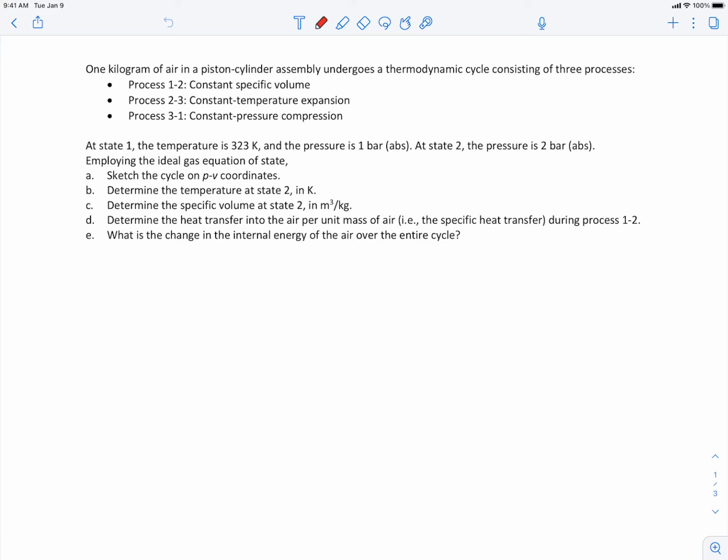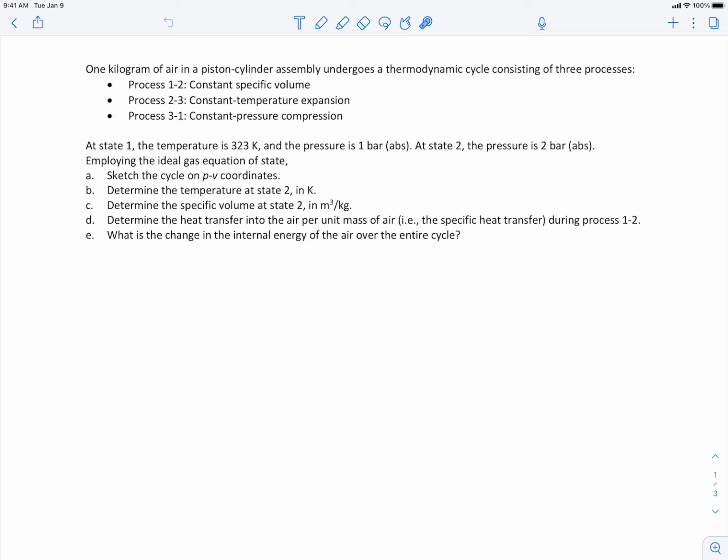Here we're told we have 1 kilogram of air in a piston cylinder assembly that undergoes a thermodynamic cycle consisting of 3 processes. Process 1 to 2 is a constant specific volume process. Process 2 to 3 is constant temperature expansion. And 3 back to 1 is a constant pressure compression. It's a cycle because we start at state 1 and end up back at state 1.